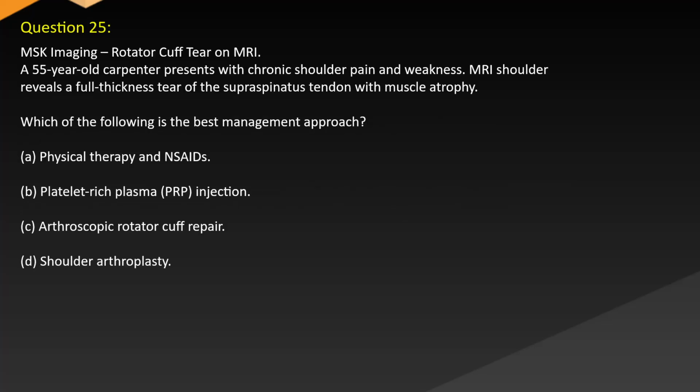Question 25. MSK imaging. Rotator cuff tear on MRI. A 55-year-old carpenter presents with chronic shoulder pain and weakness. MRI shoulder reveals a full thickness tear of the supraspinatus tendon with muscle atrophy. Which of the following is the best management approach?